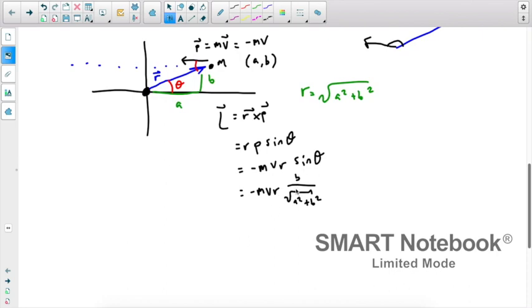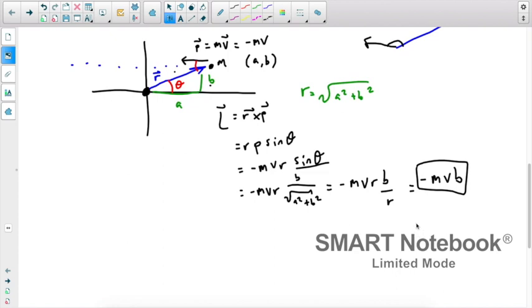Let's see, I'm realizing now that I could have just left the size of this r vector as r because it also shows up in my equation. I'm just playing around and showing you different algebraic ways we could express things. mvr times sine of theta, and I'm just saying that the sine of theta is opposite over hypotenuse. Well, the length of my hypotenuse is r, isn't it? So that equation, yeah, this is the simplest way of putting it. Negative mvb, just like that.